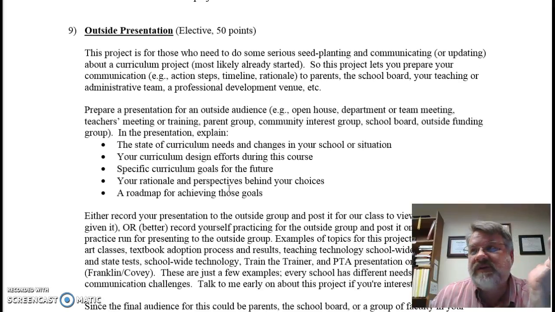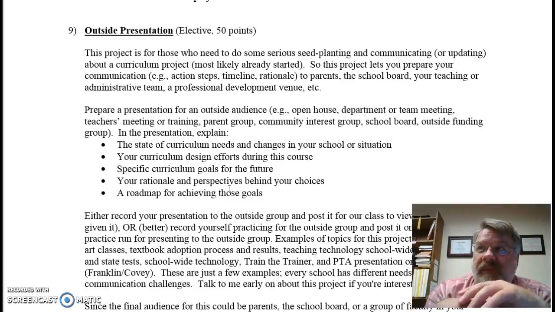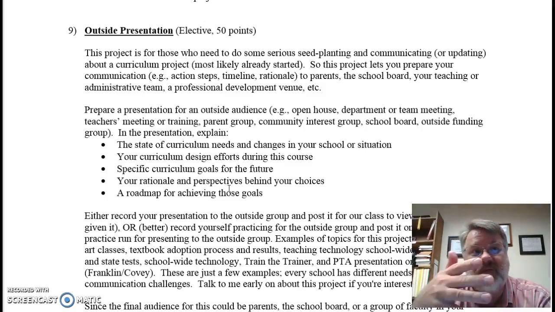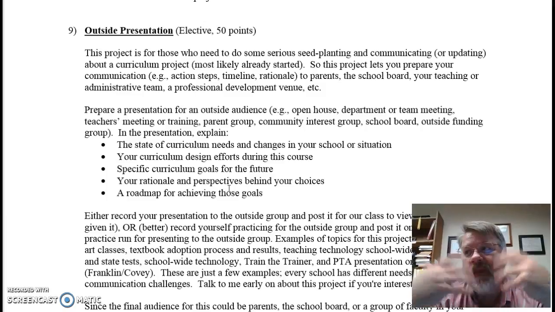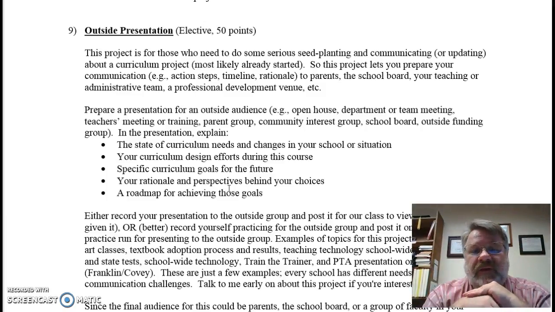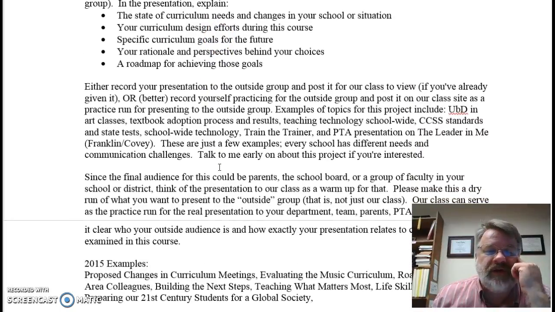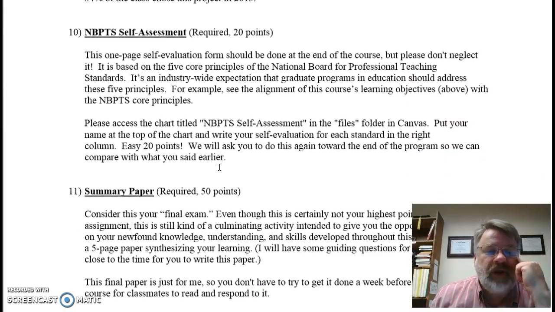An outside presentation, as I said earlier, at the beginning of this podcast, if there's something coming up that you know of where you're going to be put in front of some people to talk about curriculum, some curricular strategies or initiatives at your school, here's your opportunity to get some points for it, to get some feedback from your peers and from me, and to do a dry run before you have to do that in the fall. Okay, so again, talk to me about what you're thinking, read about these examples.